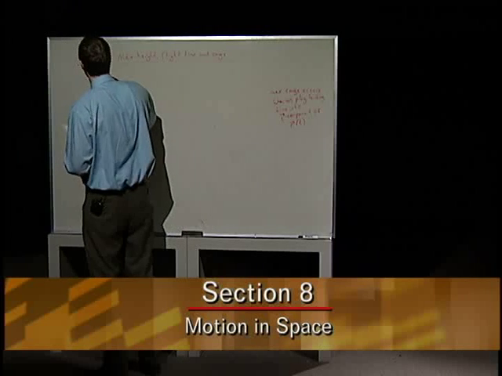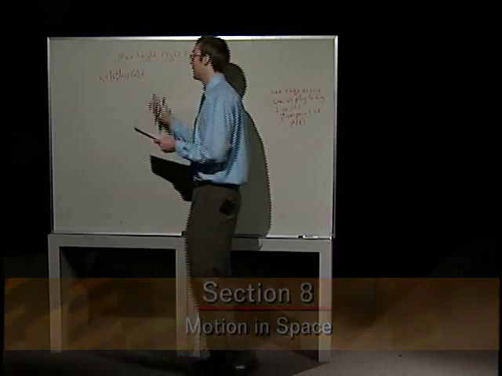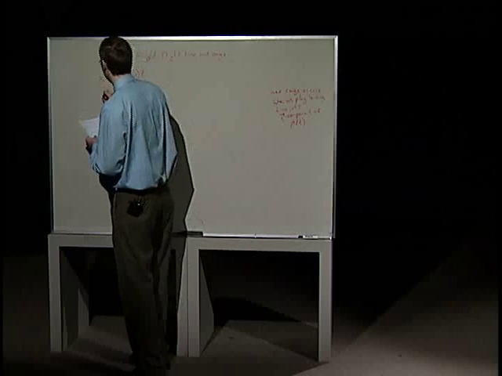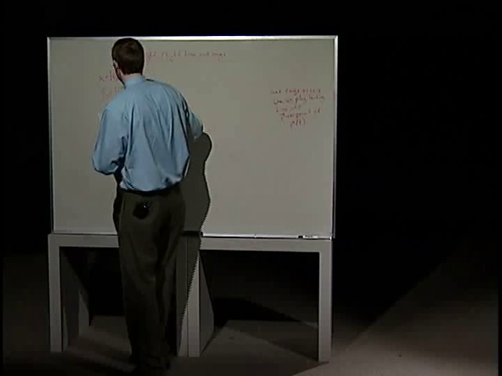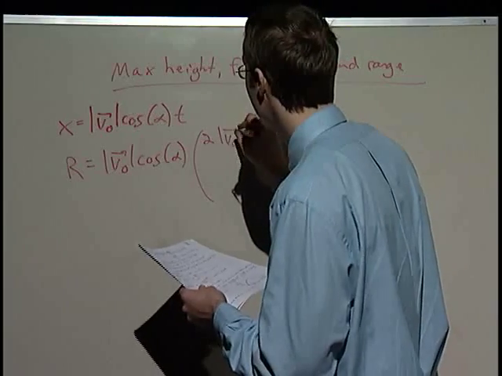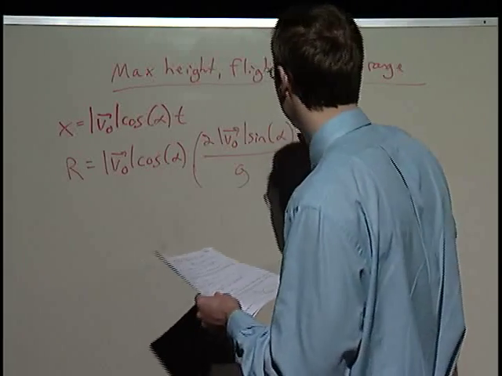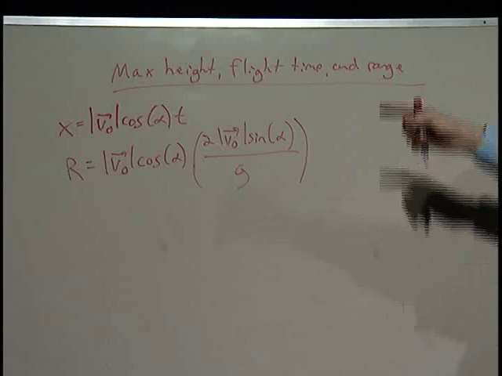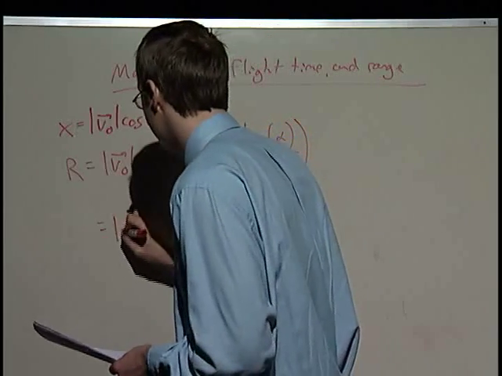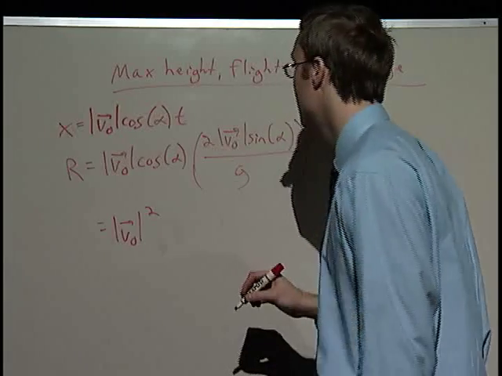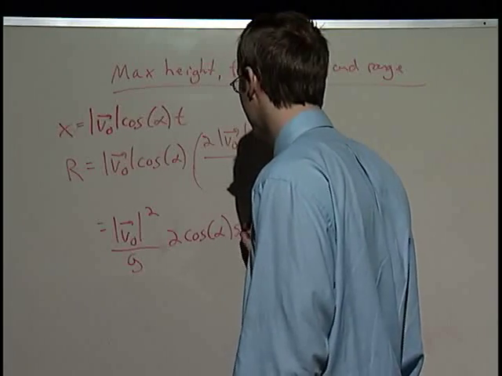So remember, the i-th component is v0 cosine alpha t. So I want to plug in my landing time to that. I'll use capital R for the max range: v0 cosine alpha, and remember, my landing time was 2 v0 sine alpha over g. All right, that was the landing time. So I'm going to plug that into my horizontal component here. And what does this give you? It gives you v0 squared over g times 2 cosine alpha sine alpha.